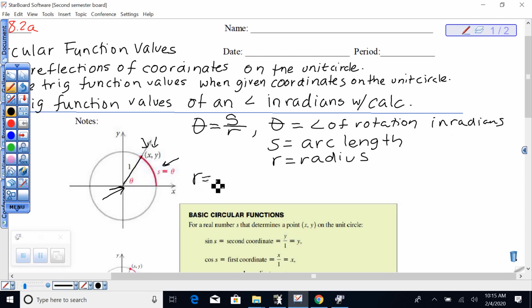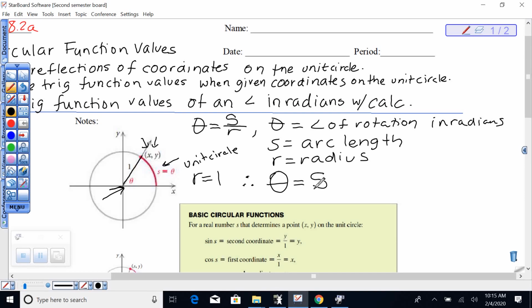Now on the unit circle, here's what we know. The radius equals 1. On the unit circle, the radius equals 1. So therefore, we could say that theta is equal to the arc length divided by 1, which is just the arc length. So the central angle is the same as the arc length. They're the same thing when your radius is 1.